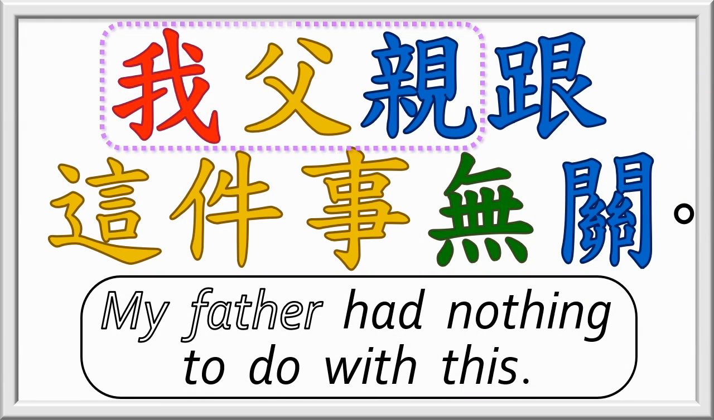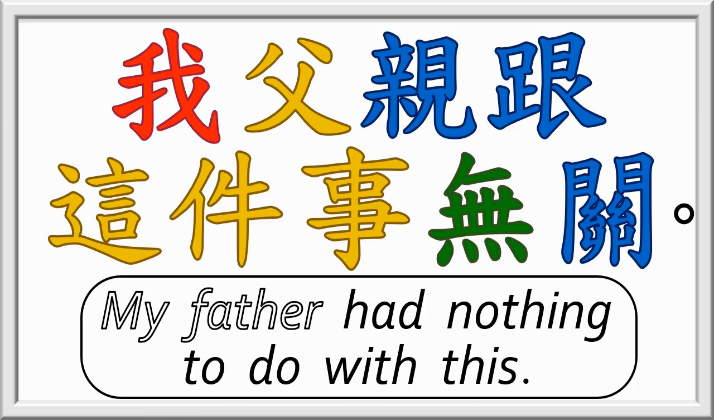Anyway, first tone qin, when paired with mu and fu, creates the standard terms for mother, mu qin, and father, fu qin. 我父亲跟这件事无关. My father had nothing to do with this. Just a reminder that words for family relationships rarely add unstressed 的. 我哥哥, 我父亲.